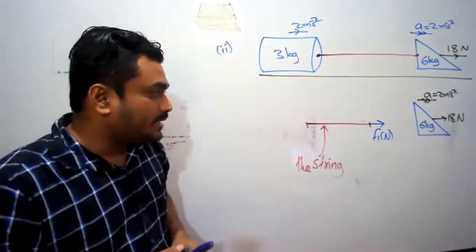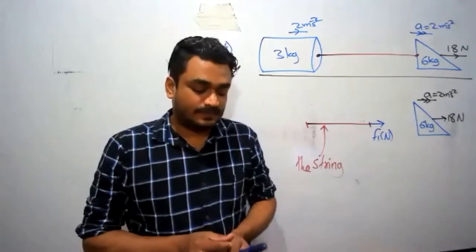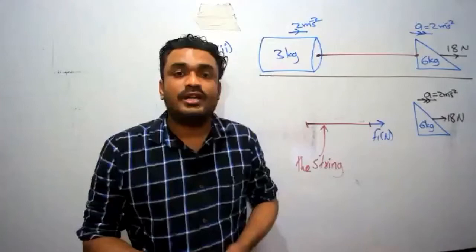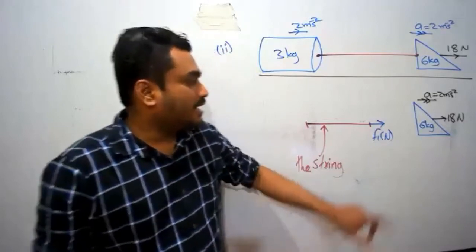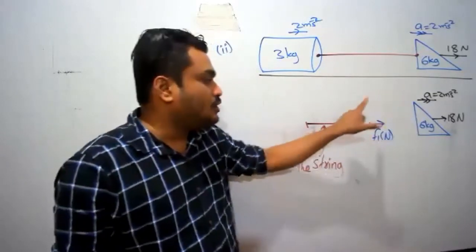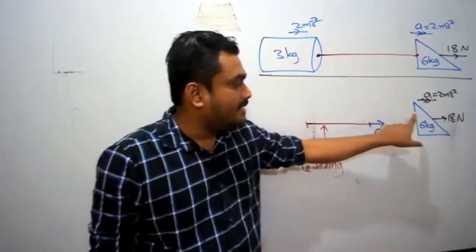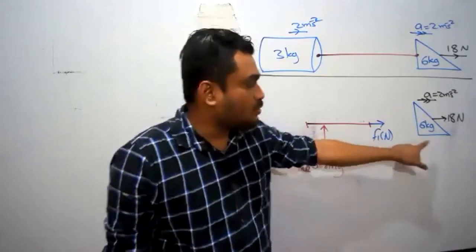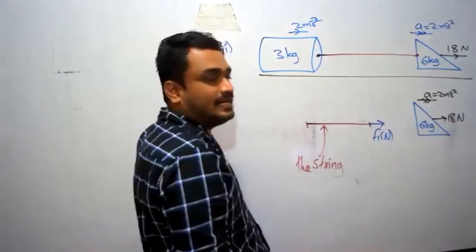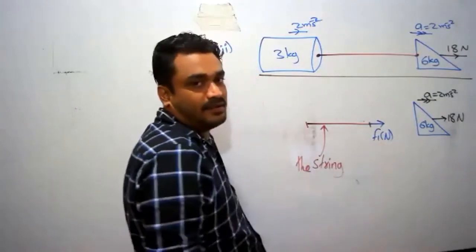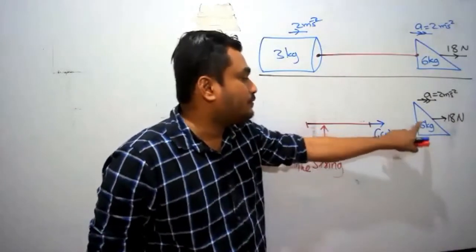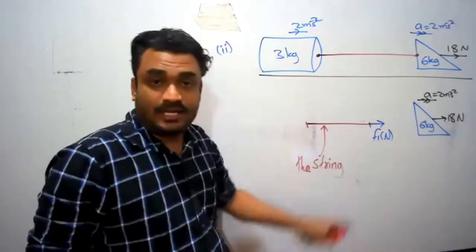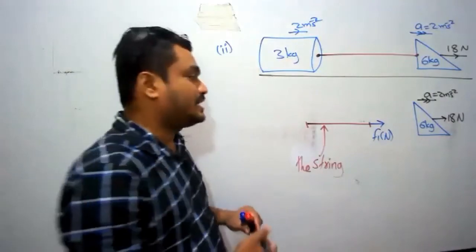Now somebody tell me Newton's third law of motion. Every action has an equal and opposite reaction. Very good. So F1 force is given by the 6 kg object to the spring. Why? The spring and 6 kg object are connected together. So when the 6 kg object moves to the right hand side, it pulls the spring with the force of F1. Every action has an equal and opposite reaction. Therefore, when the 6 kg object gives a force of F1 Newton to the spring, the spring should give an equal and opposite reaction force.